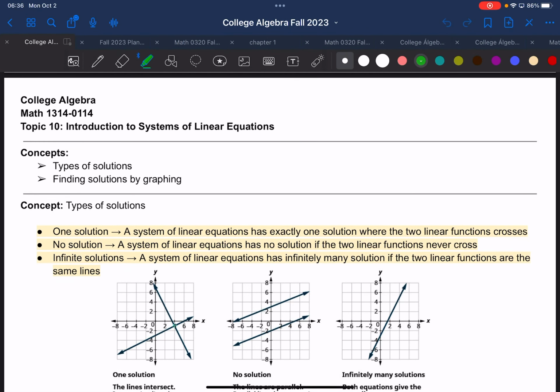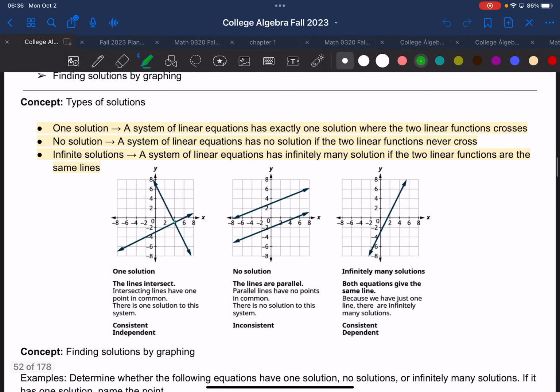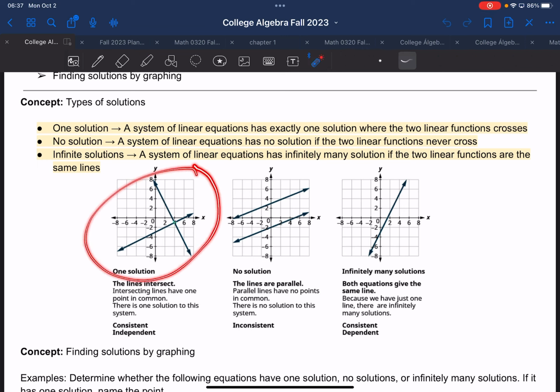Okay, so this is topic 10, Introduction to System of Linear Equations. We're going to talk about the types of solutions you can have, and we're going to be finding the solutions by graphing. There are three types of solutions that we can have when we are dealing with a system of linear equations. You can have one solution. If you look here, that's when our two lines cross each other one time. So there's one solution, and that solution is always where they cross, so right here.